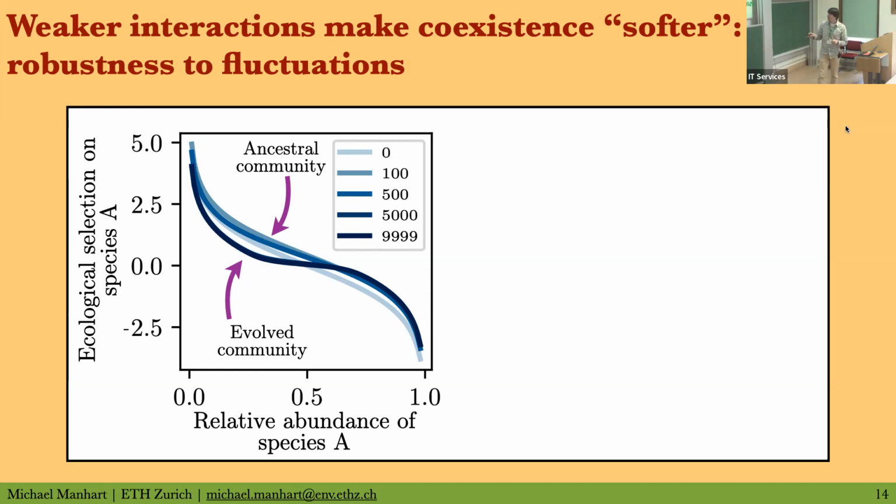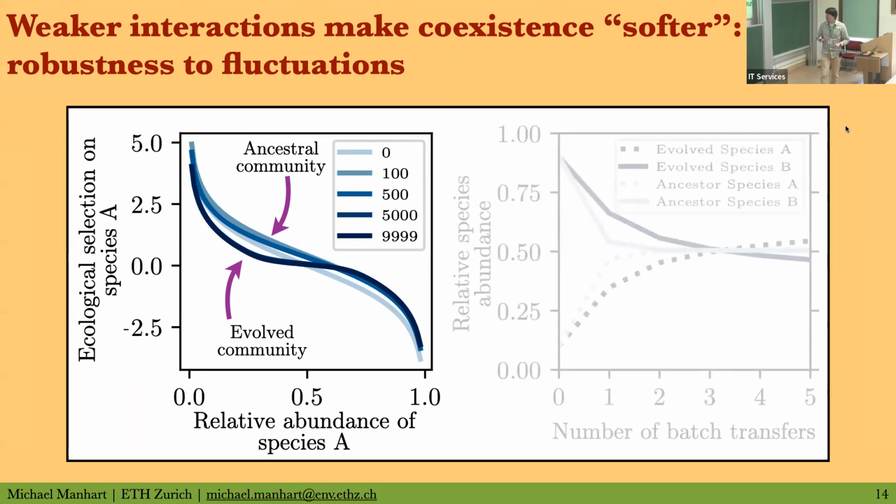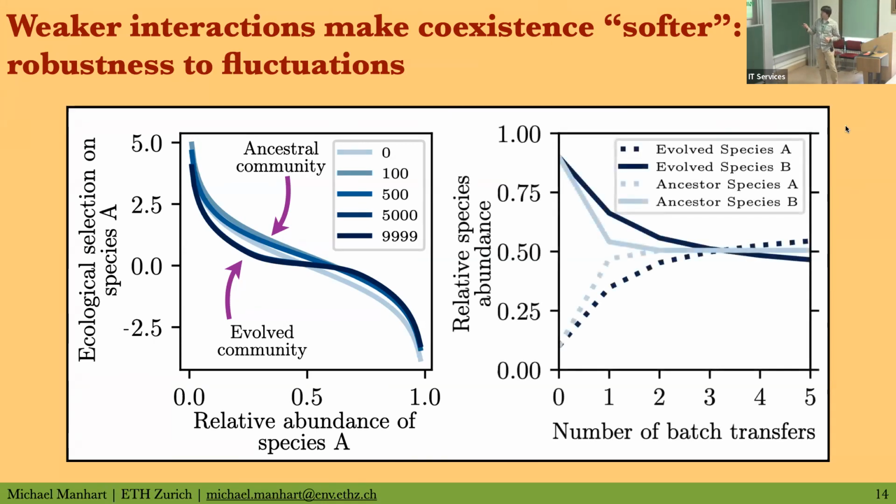But as evolution occurs, this starts flattening out around that equilibrium. And that means there's still an equilibrium there, but there's much softer selection that's maintaining it at that point. And so, for example, if there are perturbations away from that equilibrium, the community will respond much more slowly to those perturbations. And so the evolved population here will relax back to that equilibrium more slowly than it would in the ancestral community.